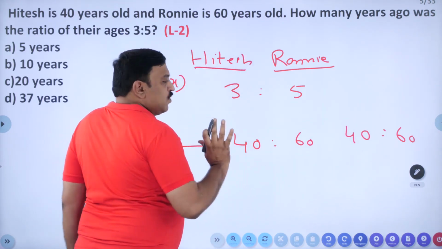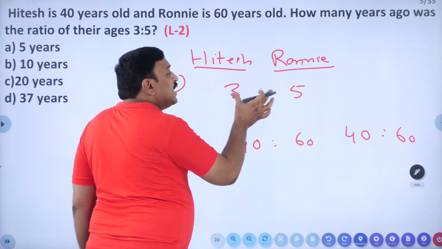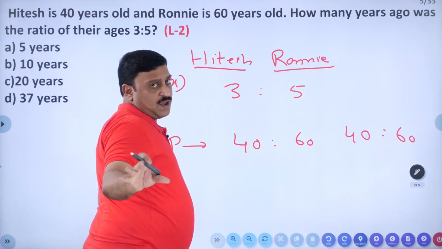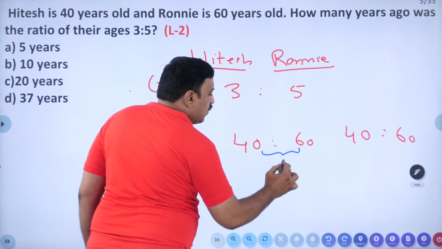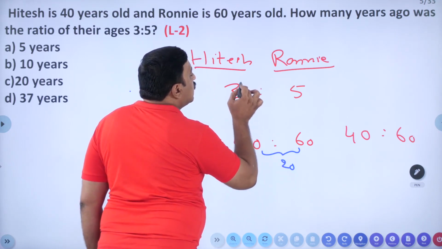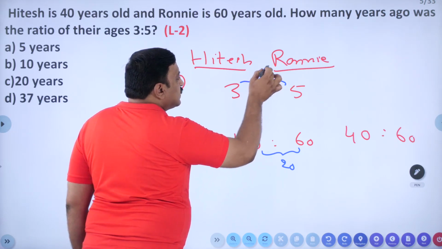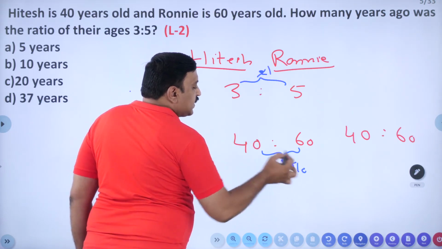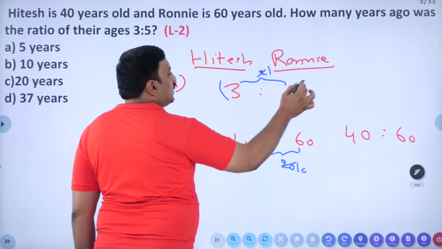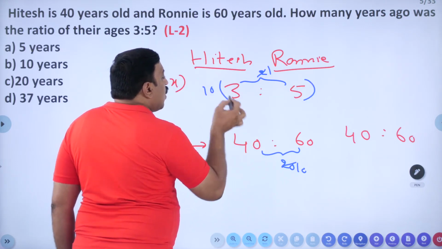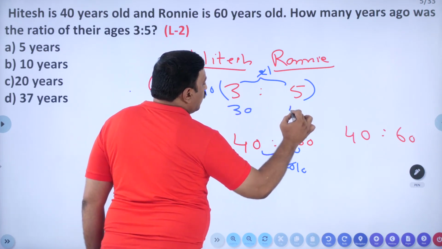We have to definitely balance that one and this one, because for the same persons their difference of ages should be the same. But here it is 40, 60, difference is how much? 20. But here the difference is 2. So I will multiply this one by 10, because 10 is the common factor. How much is it? This is 30 and this is 50.